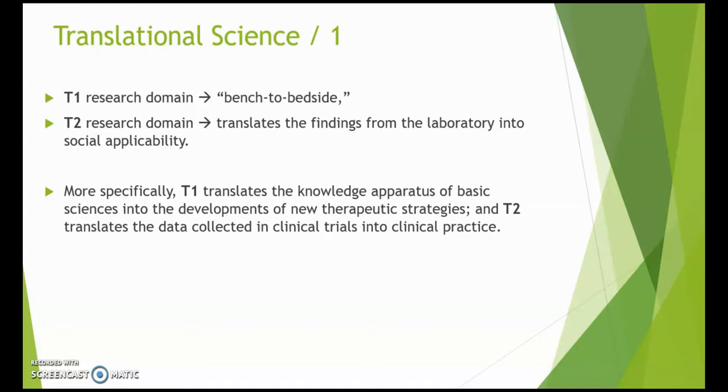So T1 translates the knowledge apparatus of basic sciences into the development of new therapeutic strategies, both pharmacological as well as psychotherapeutic, manual therapy, et cetera. And T2 translates data collected in clinical trials into clinical practice, okay? So it's very important to focus on statistical evidence, epidemiology, but also the specific characters and characteristics of each patient.